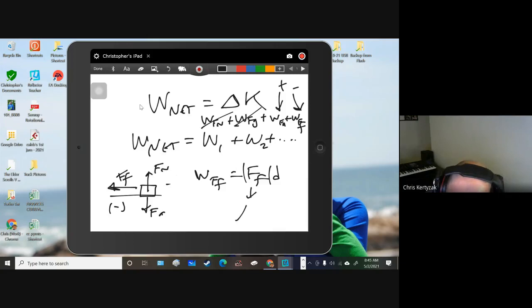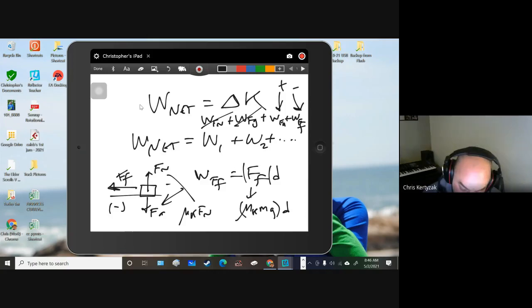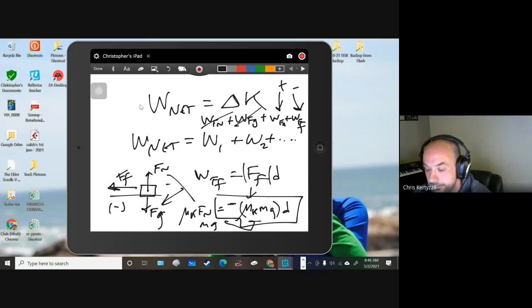And then we do our normal, mu k. This has to be sliding friction, right? Mg d, because again, it's usually mu k times normal force, and we've already been there, done all that, right? The normal force is equal to mg, and so you take out Fn, you put mg, right? So this is an expression with a negative in front of it. You definitely want to have a negative in front of it for the work done by friction.